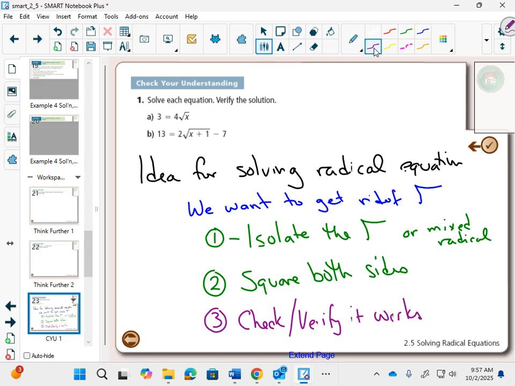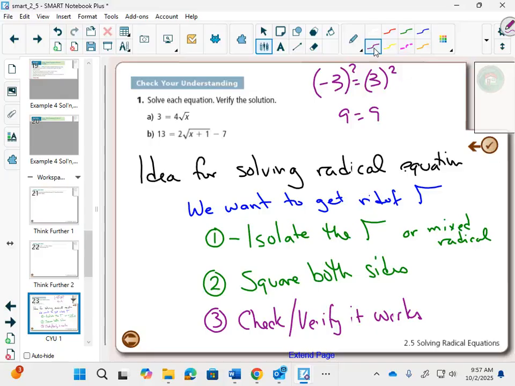we're going to have to check or verify that it works. Because squaring both sides is dangerous. Because of the following. Is negative 3 equal to 3? Is this true? This is not true. It's never true. But if I squared both sides, I get 9 equals 9. And I'm like, that's true.